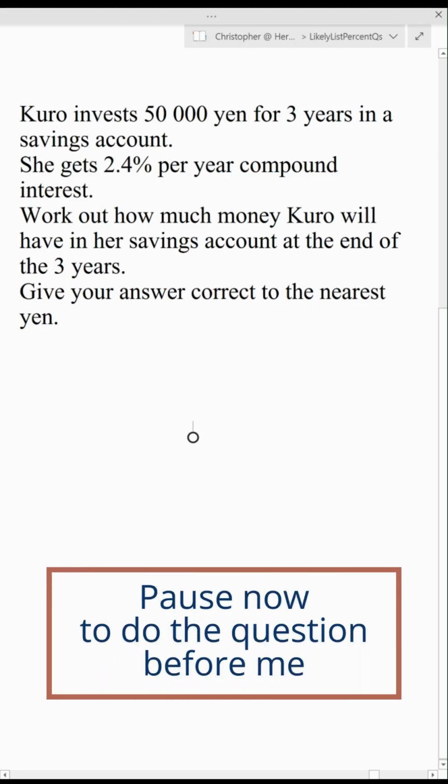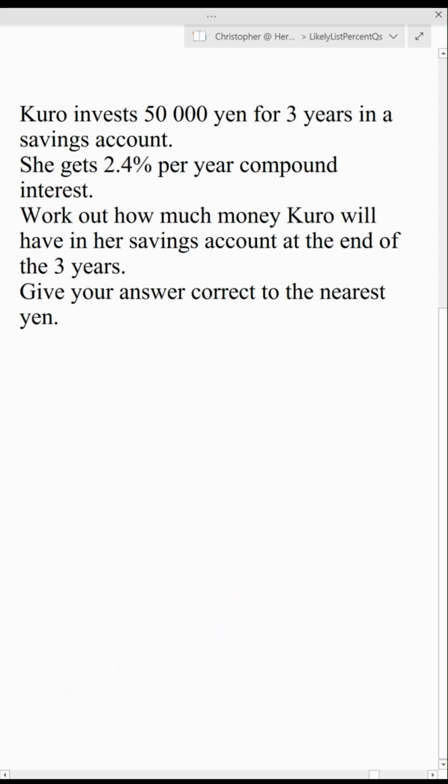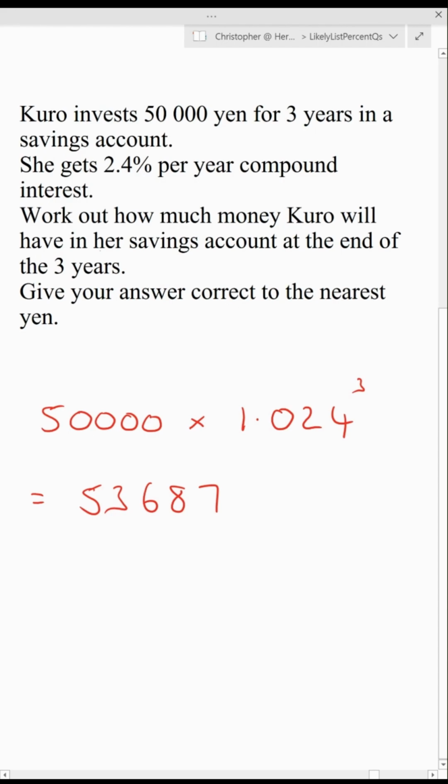Pause now to do the question before me. So she has 50,000 and the interest rate is 2.4%. So the multiplier is 1.024 and she invests that at compound interest for 3 years. So on my calculator, I'm putting my answer correct to the nearest yen. I get 53,687 yen.